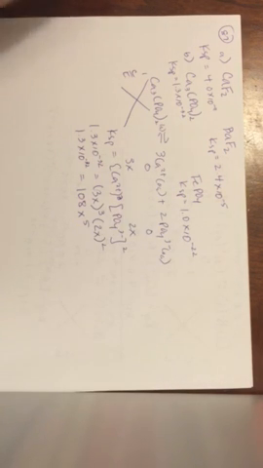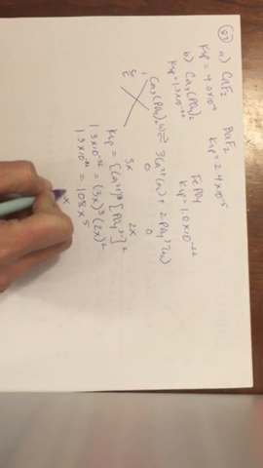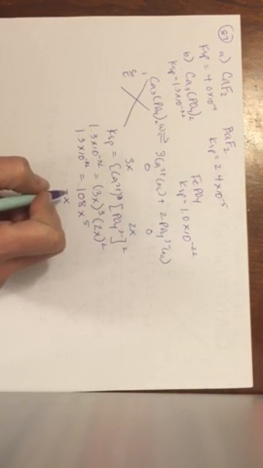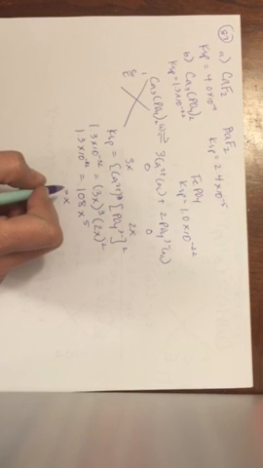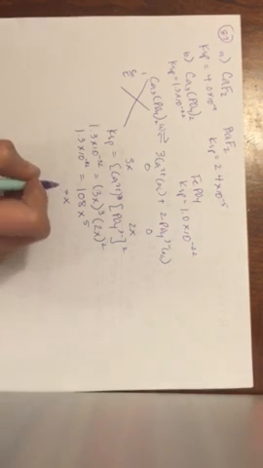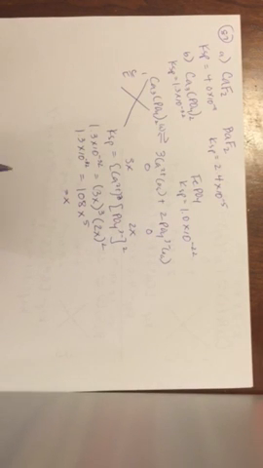So if you plug that into your calculator, you get that X, which is the molar solubility of calcium phosphate, is equivalent to... I don't know.